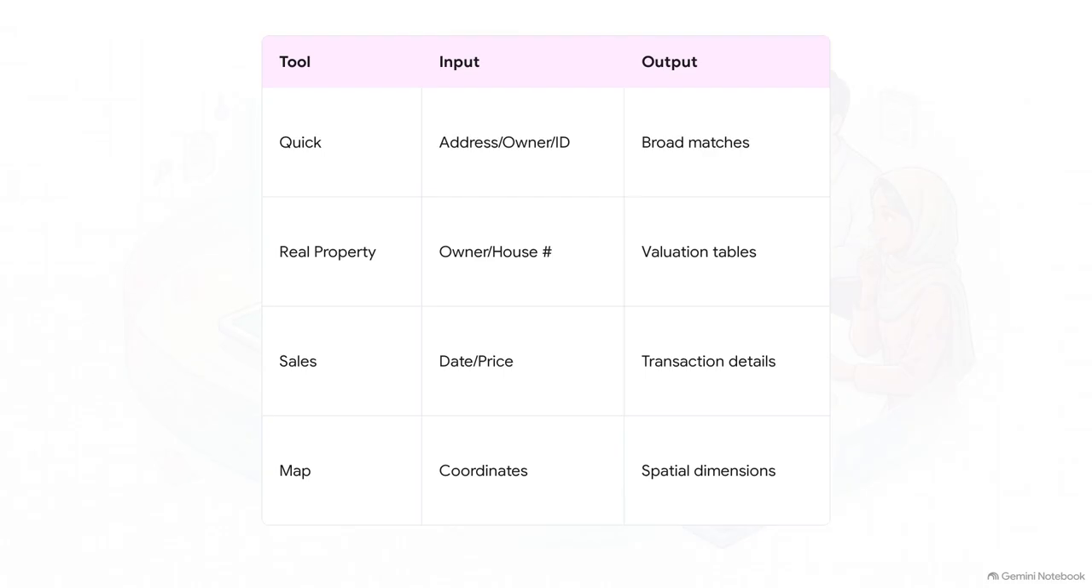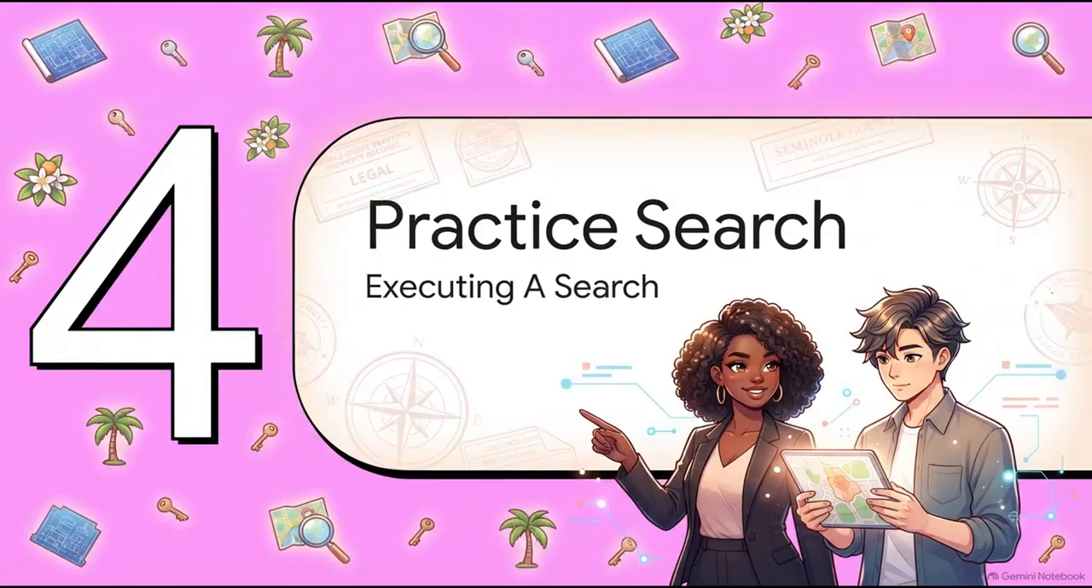The sales search is incredible for investors looking for comparable sales data, letting you filter by date or price range. And finally, the map search uses an interactive GIS map to show you lot shapes, neighboring properties, and exact spatial dimensions. As you can see, each tool serves a very unique research purpose. Section 4. Executing a practice search.